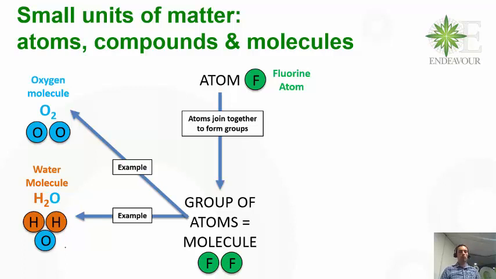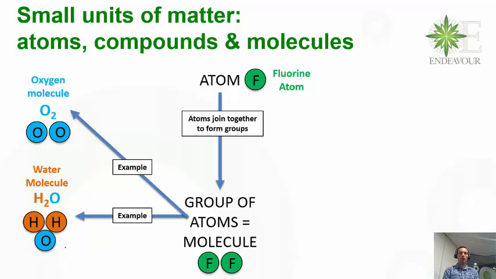In theory, the molecules can actually have many different types of atoms involved. There's no limit to the number of different types of atoms involved here. So as long as they can come together to form the group in a way that makes all the atoms stable, then it's possible for that particular group of atoms to form a molecule.